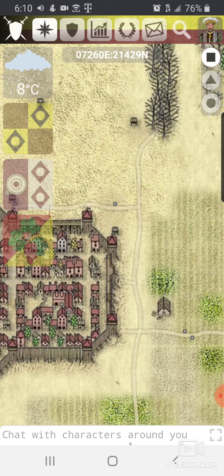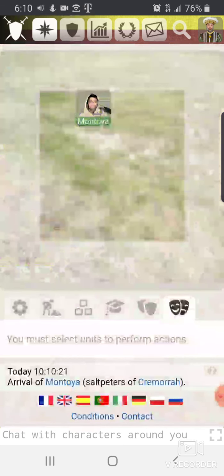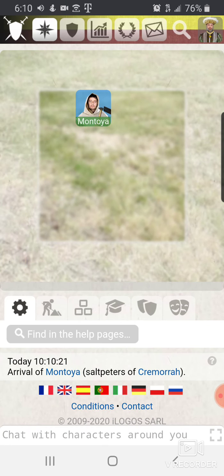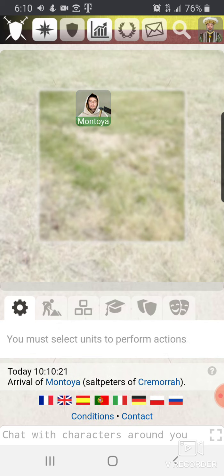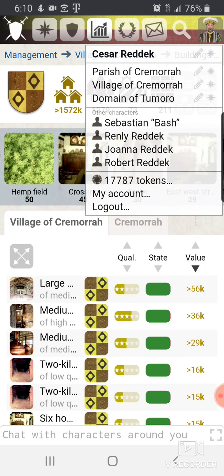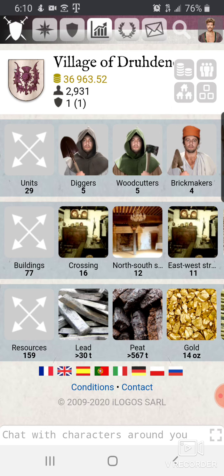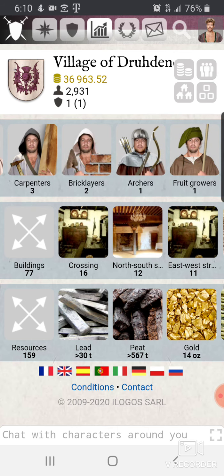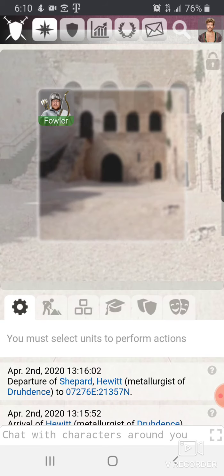But first, let's grab a guy that can do most of this stuff. All right. So for the actions tab, oh, you know what? We actually need a military unit for that. And I don't think I have one for this domain. So let me find another character that does. Let's go to Robert. He should, if I click this enough times. Here we go. He has an archer. Let's go to this guy.